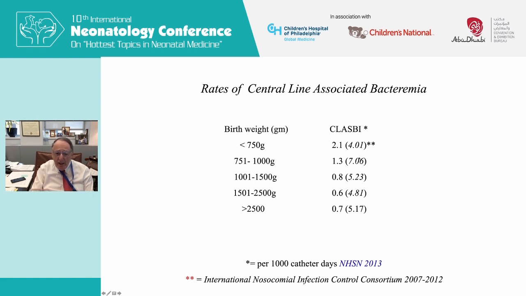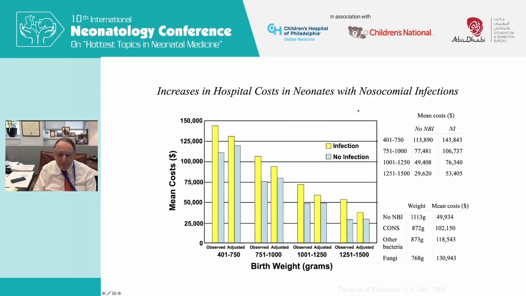But if you look at the international data, it's a little surprising to me. The numbers don't go down at all where you'd expect them. They sort of go up and down and don't change significantly from that weight group, less than 750 up to 2,500 grams. And it says to me that some of the problem, but not all the problem internationally, may have to do with hand hygiene. And we'll talk about that in a few minutes.